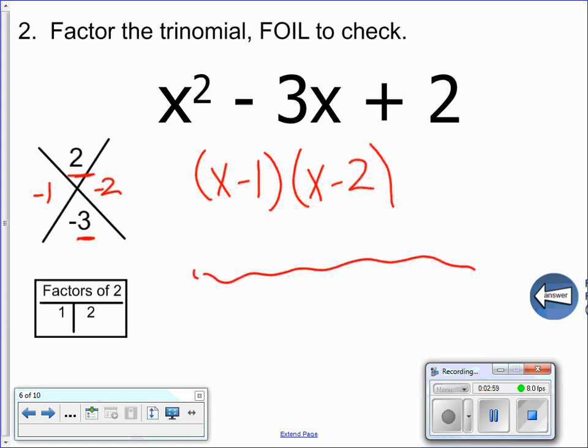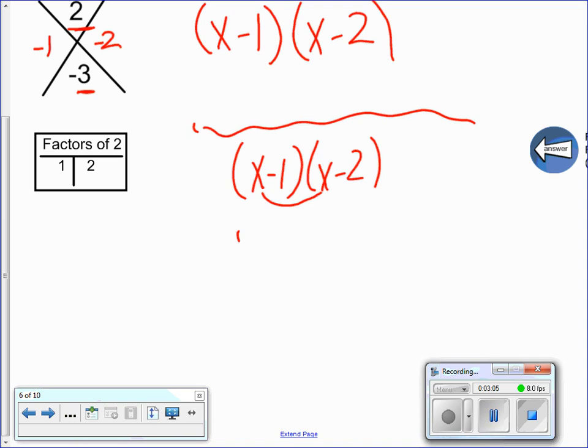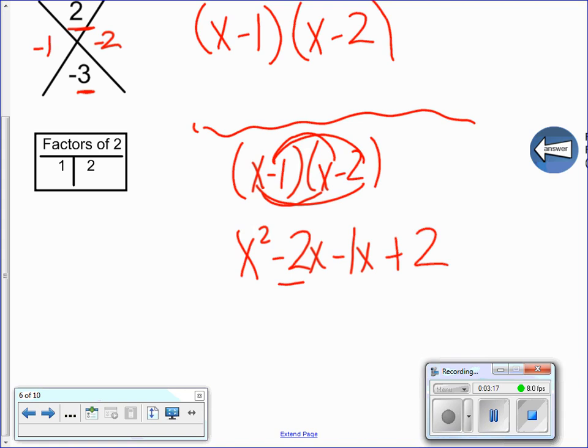So if we check, x times x is x squared. X times negative 2 is negative 2x. Negative 1 times x is negative 1x. And negative 1 times negative 2 is positive 2. Combine like terms, x squared minus 3x plus 2.